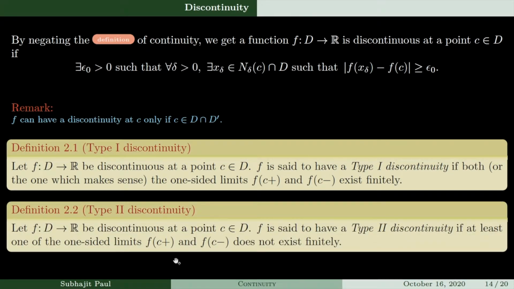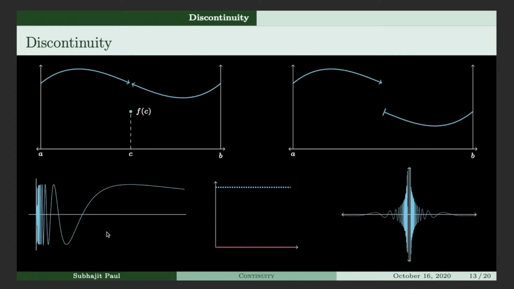Next we have type 2 discontinuity, where all crazy things can happen. So f is said to have a type 2 discontinuity if at least one of the one-sided limits does not exist finitely. This is type 2 discontinuity, and that covers all these things.